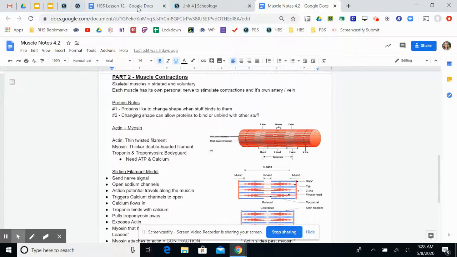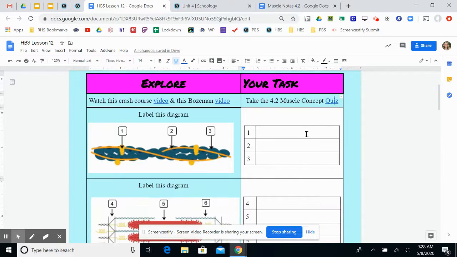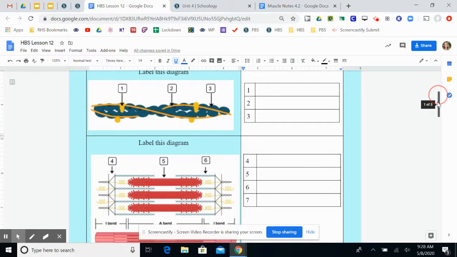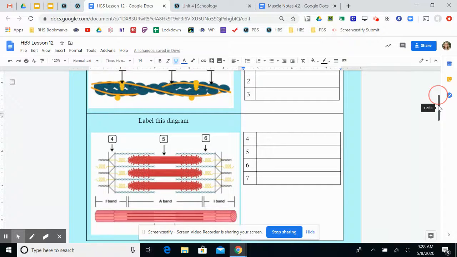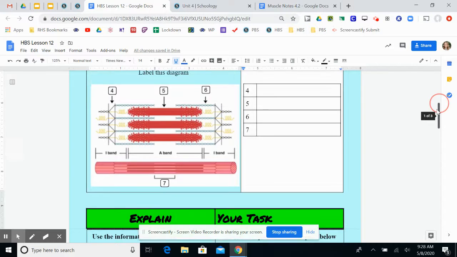So go ahead for the explore option, watch those 2 videos, take the quiz, and then I asked you to label these 2 diagrams. So just labeling the structures of those 2 diagrams. So looking a little bit closer at that muscle fiber. There's that muscle fiber right there that we talked about, that string of spaghetti.